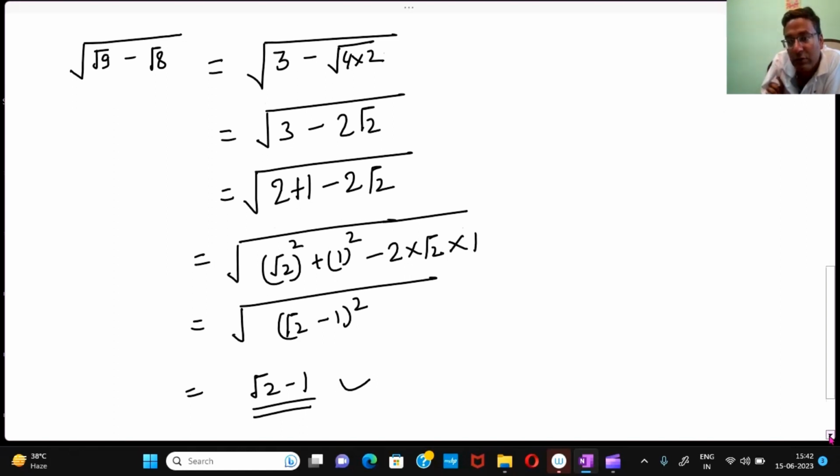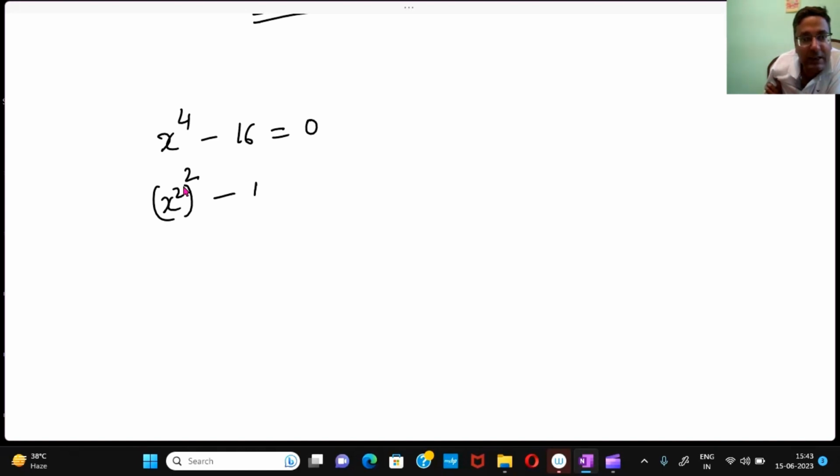Okay, now we are going to solve another question of Olympiad. This is also a simple question: x to the power 4 minus 16 equal to 0. You need to find the value of x. You can see here, you can factorize x to the power 4 as (x square) to the power 2, and 16 as 4 square, equal to 0. Now the identity is a square minus b square equals (a plus b)(a minus b). We can write it as (x square plus 4)(x square minus 4) equal to 0.